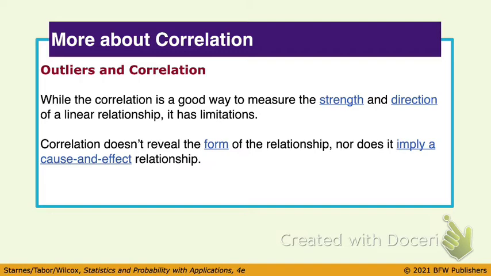Remember all those relationships on that website yesterday? None of those things were causing each other to happen. They just happened to be correlated. So the following property is another limitation of the correlation.